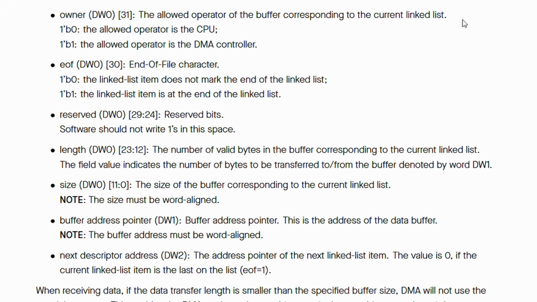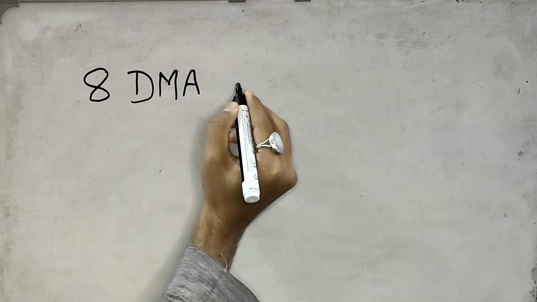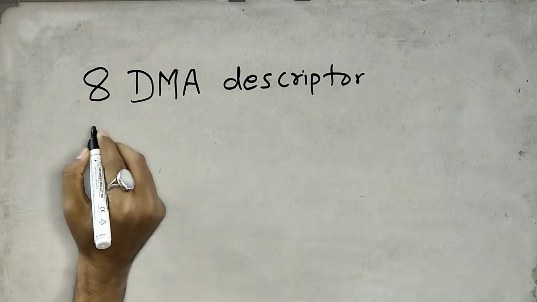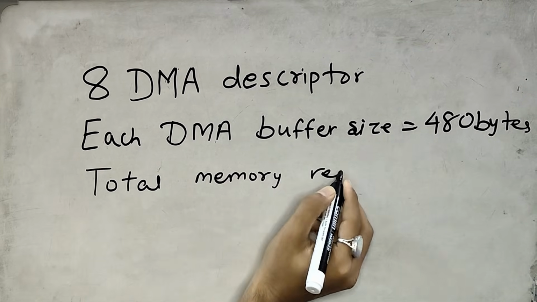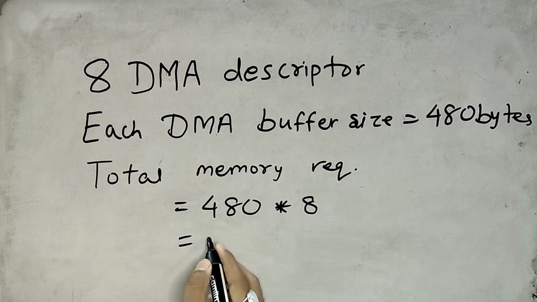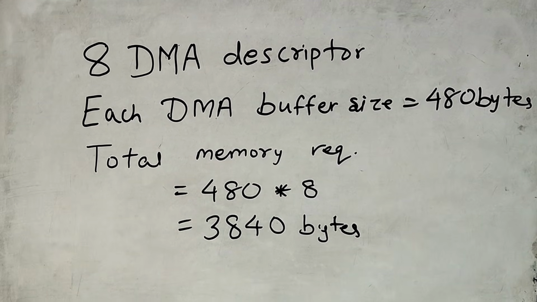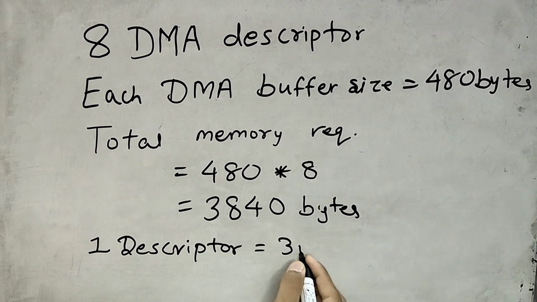The second word of the descriptor is the buffer address pointer. It points to the actual data buffer. The third word is the pointer to the next DMA descriptor, which creates the linked list behavior. So if we have 8 descriptors, each pointing to a 480 byte buffer, then the total audio buffer memory in SRAM is 480 cross 8 equals 3840 bytes. And the descriptors themselves occupy 12 bytes cross 8, equivalent to 96 bytes.